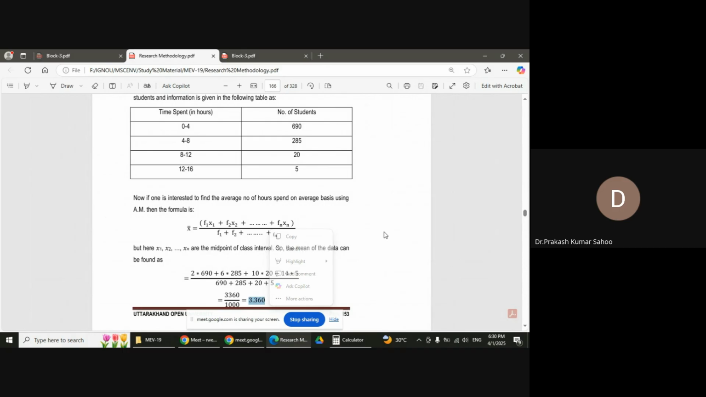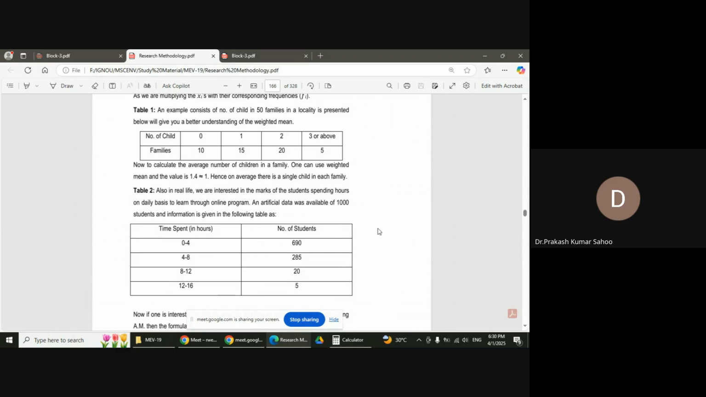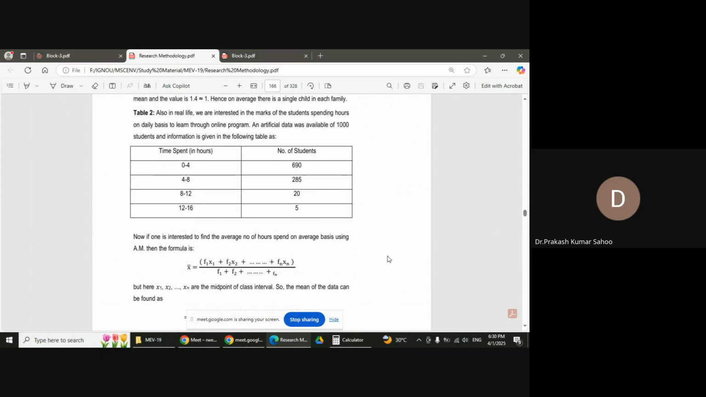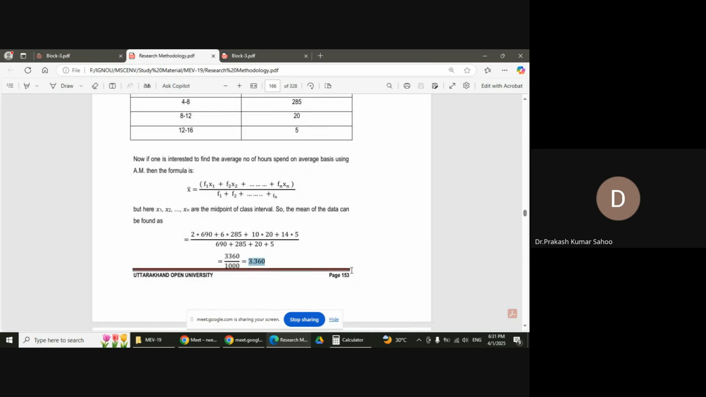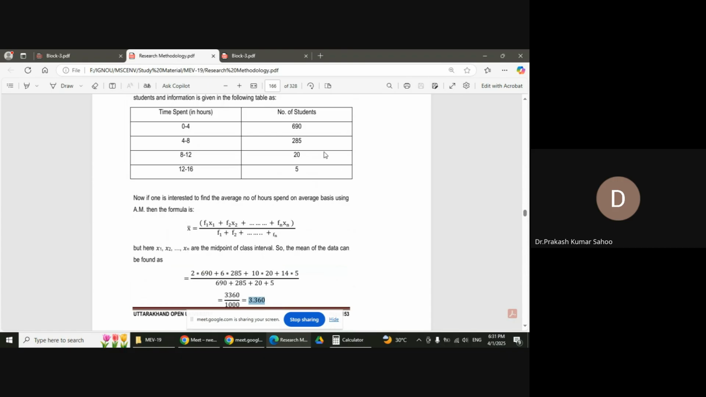So if you have direct data or frequency data, the calculations will be different. For direct data, it is direct summation divided by the total number of data you have. And for frequency-related data, you have to multiply the frequency with the data we have in every class, and divide by the total frequency of the data.